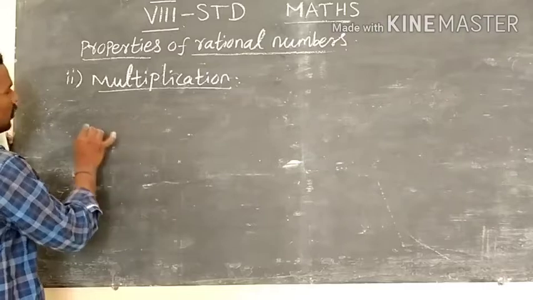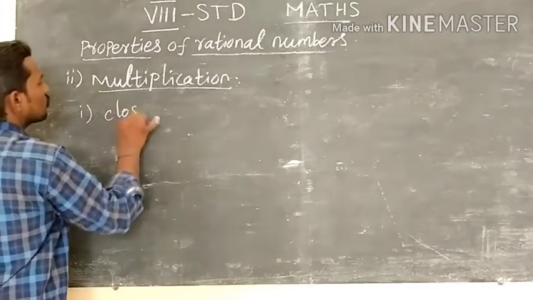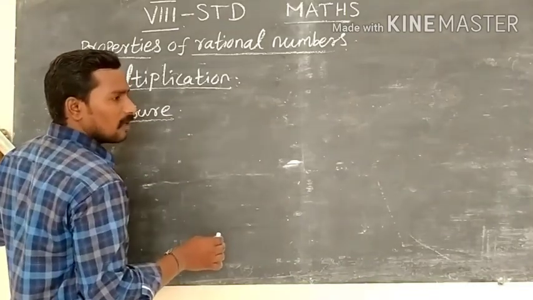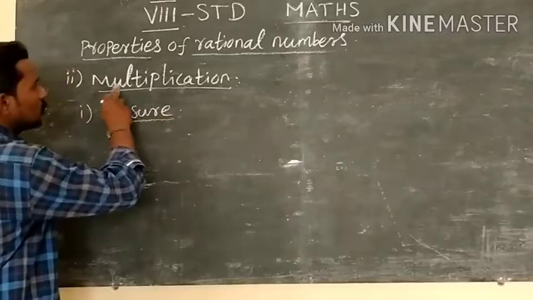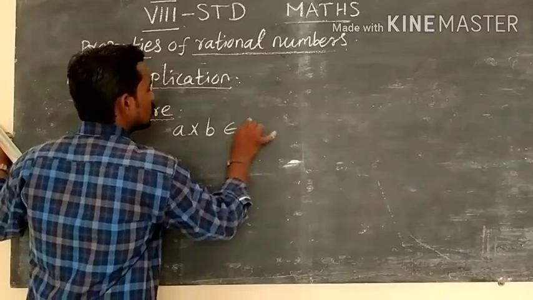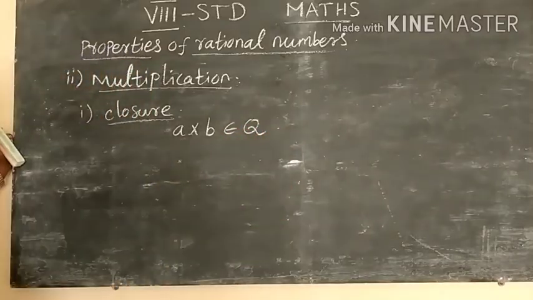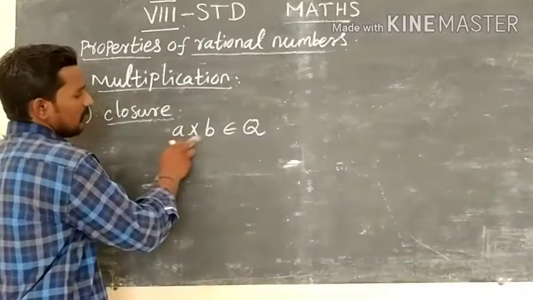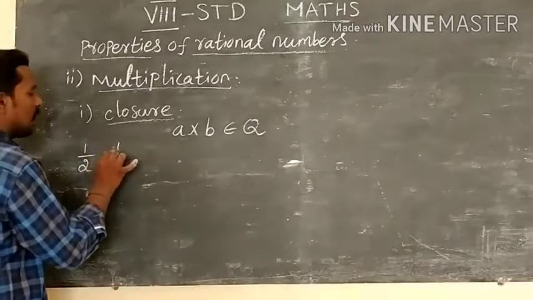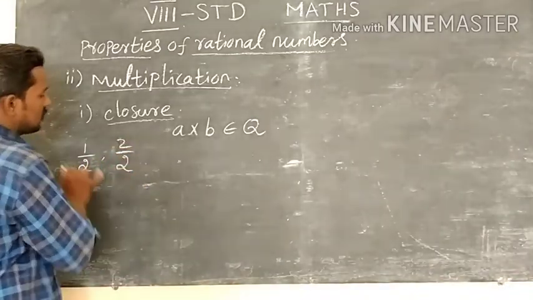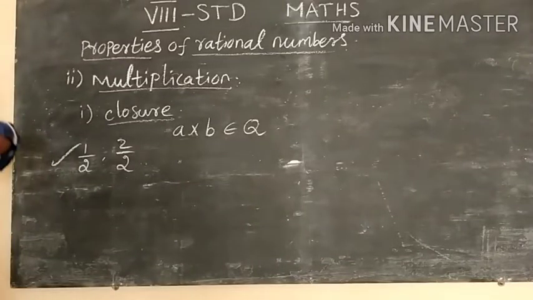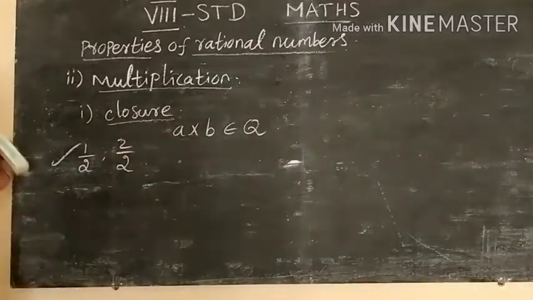In the same manner, now multiplication. First, the closure property. When multiplying any two rational numbers, we get a rational number, which means the closure property is true under multiplication. This is a times b belongs to Q, because the multiplication symbol is used here. Now I select 1/2 and 2/2. How to check with any other numbers? Select any two rational numbers and check the conditions. This is your homework.